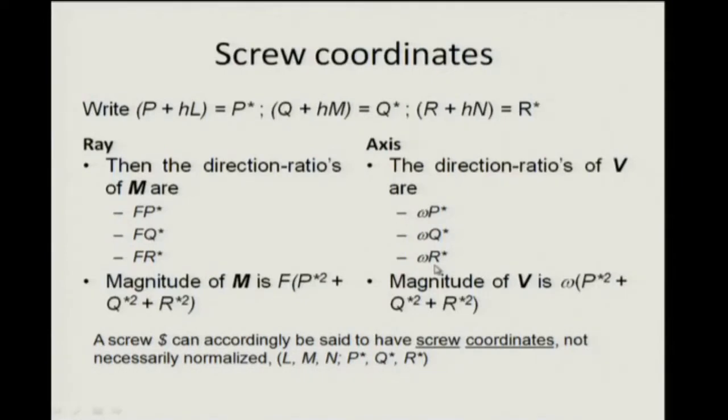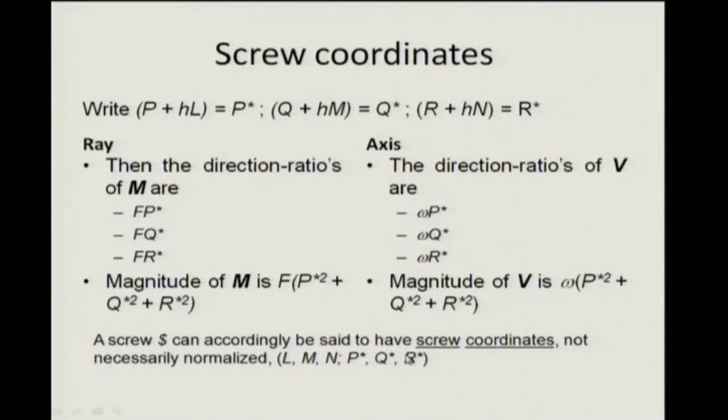Now, with the h thrown in, we will end up with L M N P star, Q star and R star. And so, these correspond to real terms. So, you then land up with what is called screw coordinates, which is L M N, P star, Q star and R star.